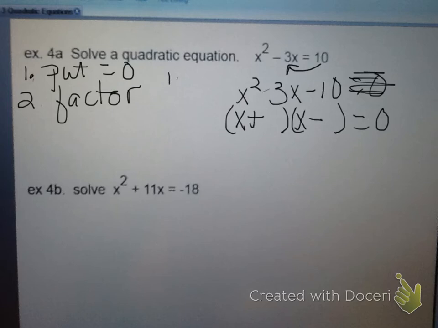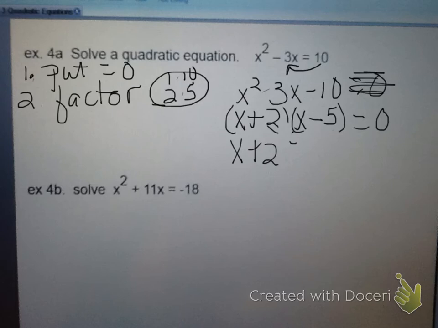Factors of 10. 1 times 10, 2 times 5. 2 and the 5. And I'm going to put the 5 behind the negative and 2 behind the positive. Now, always, you can mentally check it. Negative 5x, positive 2x is a negative 3x. And then you put each binomial equal to 0 and solve.